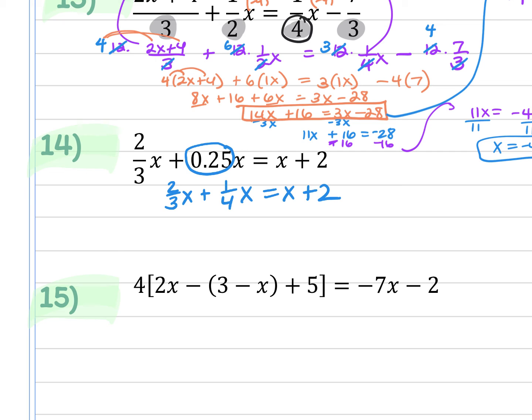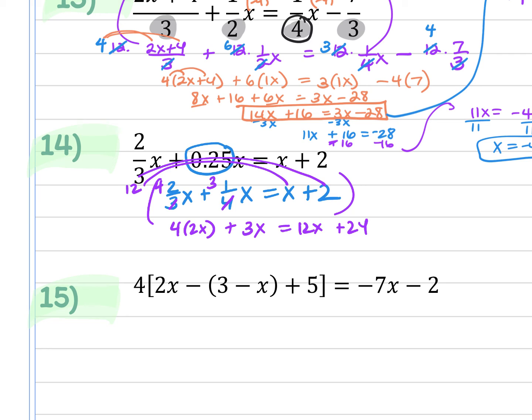Now what's my least common multiple, or least common denominator, with 3 and 4? 12. Multiply everything by 12. This time I'm not going to multiply it out. I'm just going to show you what would happen, right? So 3 would go into 12 4 times, I'd get 4 times 2x. 4 would go into 12 3 times, I'd get 3 times x. 12 also comes to the other side of the equal sign, and the most common mistake made on these is forgetting to do that. It goes all the way across the equation.